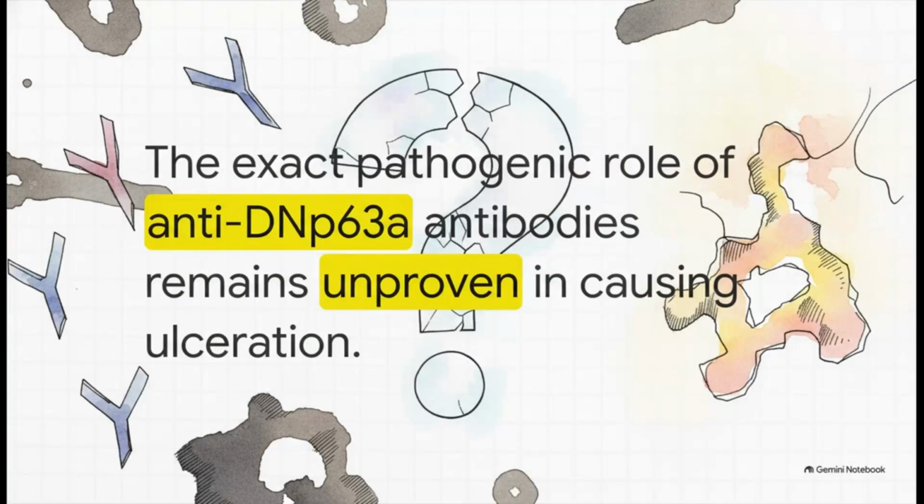But here's where the science gets incredibly fascinating and honestly kind of frustrating. Association does not equal causation. Even though we consistently find these anti-delta-Np63-alpha autoantibodies in CUS patients, the medical community still hasn't definitively proven that they are the primary direct cause of the ulceration. Think about it. Are these autoantibodies actively causing the epithelial damage, or are they just a byproduct of some other hidden immune trigger that's actually destroying the tissue? Right now, it remains a pretty big immunologic mystery.